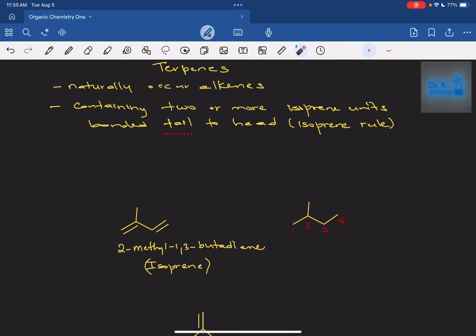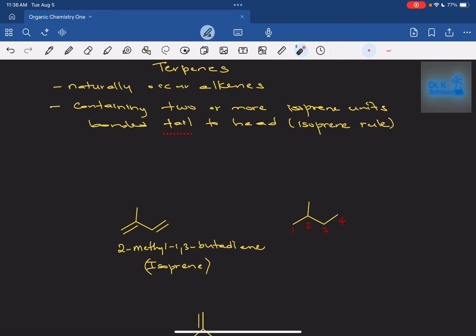Always remember that. Now, 2-methyl-1,3-butadiene, this right here is an isoprene. All right, hold on to that. However, when you have your terpenes, it's a variation of this that will be present. All the isoprene units present in your terpenes do not look exactly like this. It's a variation of this.